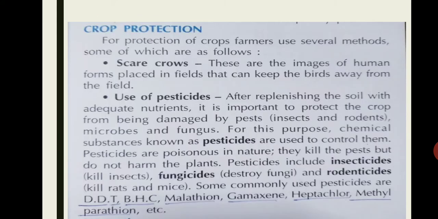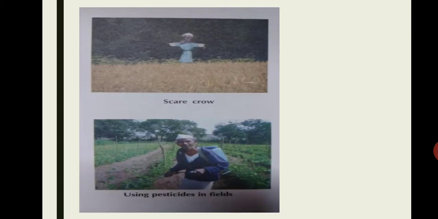Crop protection. After replenishing the soil with adequate nutrients, it is important to protect the crop from being damaged by pests like insects or rodents. So farmers use several methods to protect their crops, like the scarecrow. You have generally seen such structures in the field. These are images of human forms placed in the field that can keep the birds away from the field.